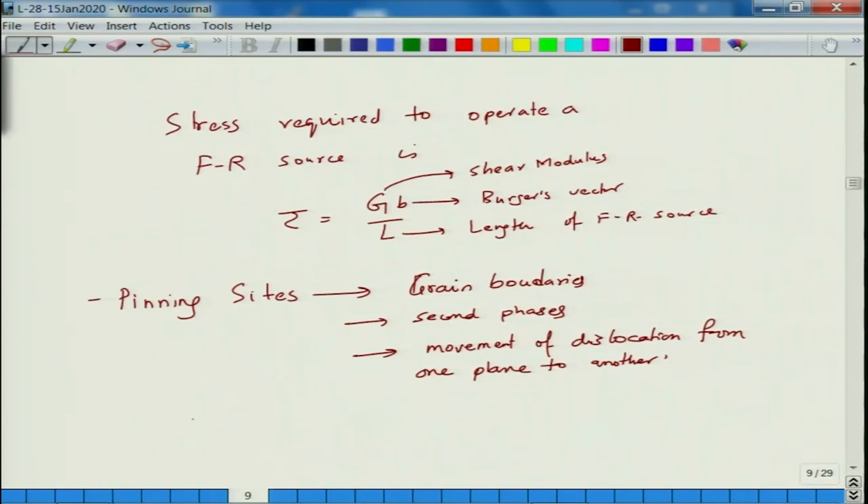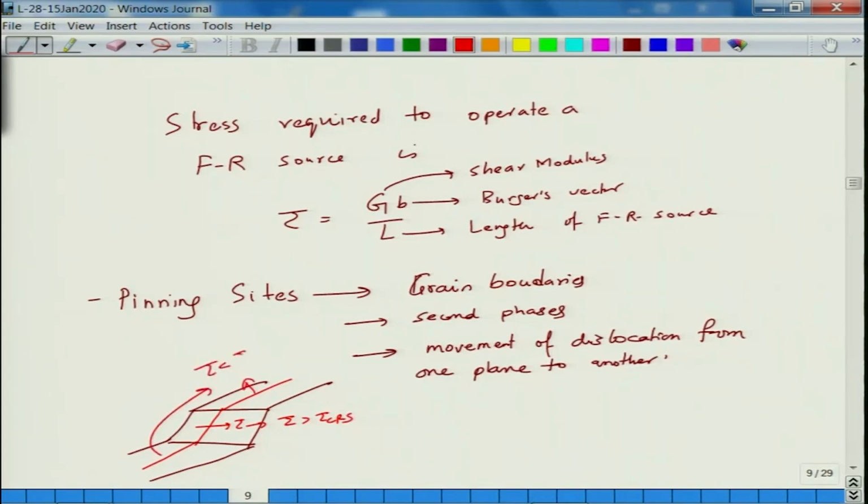So, let us say if you have a situation like this where you have one plane, you have another plane and you have another plane, okay, and you have a dislocation running like this. So, in this plane the tau is more than tau CRSS, but in this plane and in this plane tau is less than tau CRSS. So, basically here it becomes immobile, here it becomes immobile, but here it is mobile.